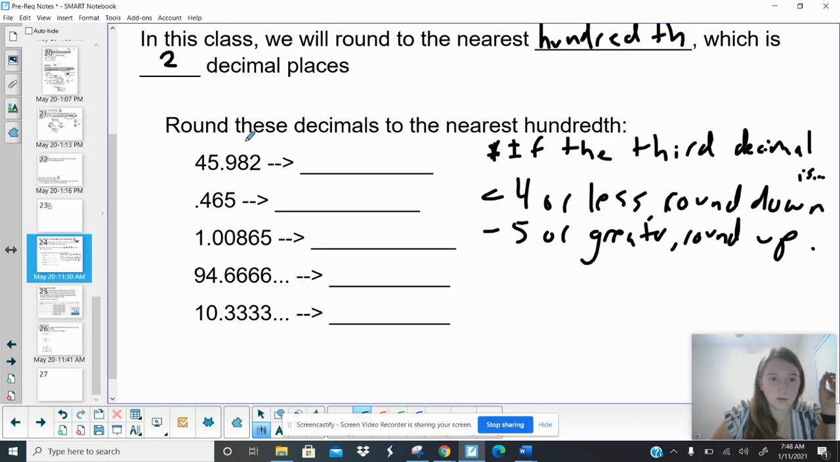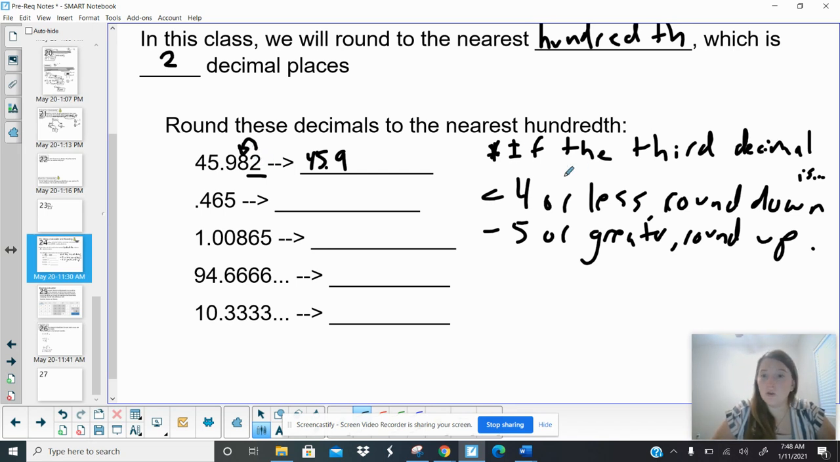So the 3rd decimal, so I have 45.982. This is my 3rd decimal. It tells me what to do with the 2nd one. So I know so far, although I got to be careful with this, that this 9 is going to stay the same for right now, at least. I'm going to see if I need to round this 8 up or if I need to keep it the same. Round it down, basically, is what that's called.